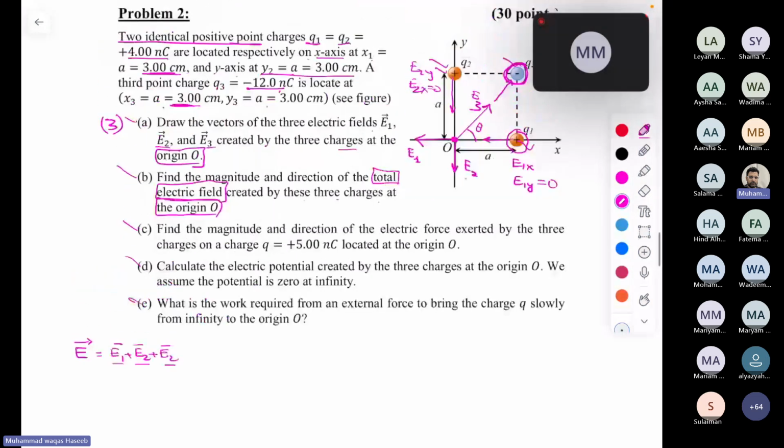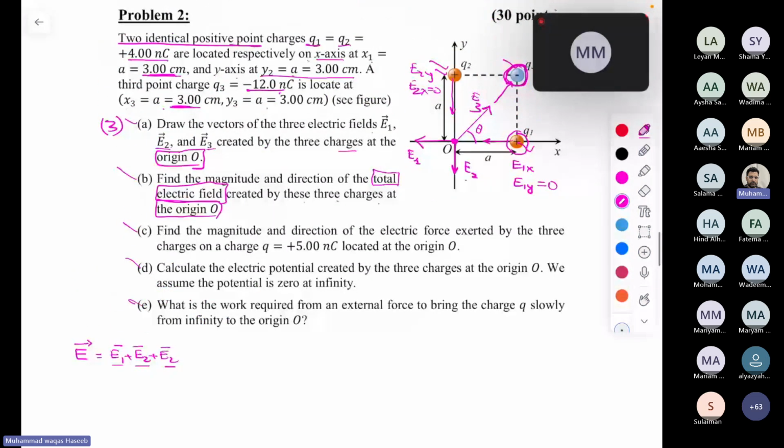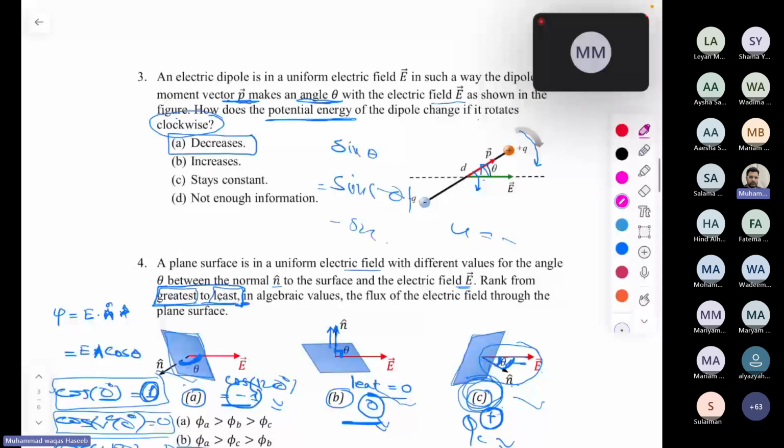So what is the electric field due to this point charge? I've told you the formula.